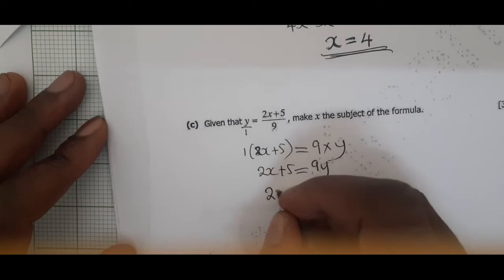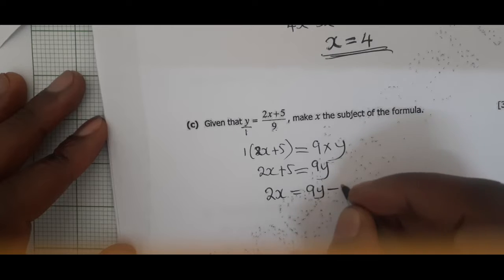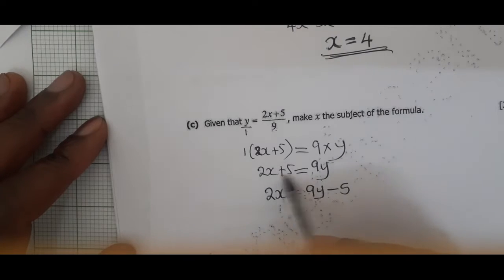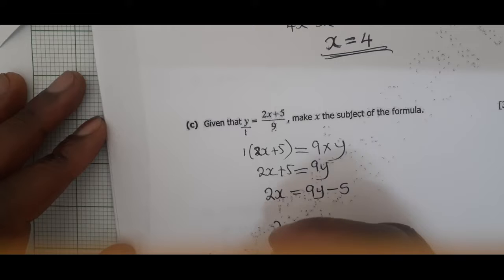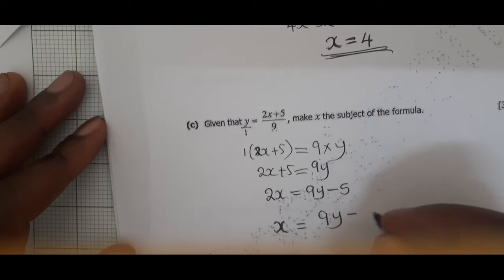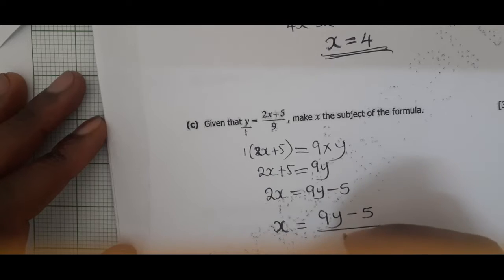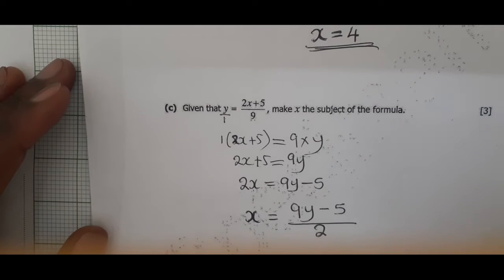Then we have 2x is equals to 9y minus 5. This 5 has to come to the other side because we are solving for x. So to remain with x alone here, we need to divide both sides by 2. So therefore x is equals to 9y minus 5 over 2. That's what we are getting. Are we together there? Okay.